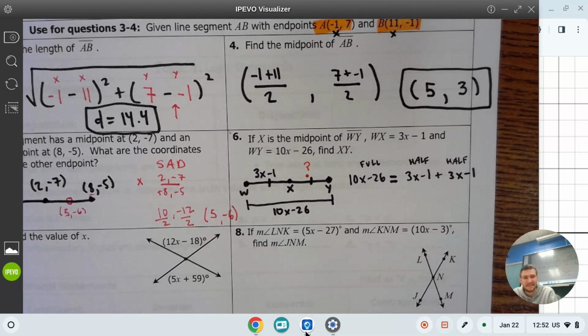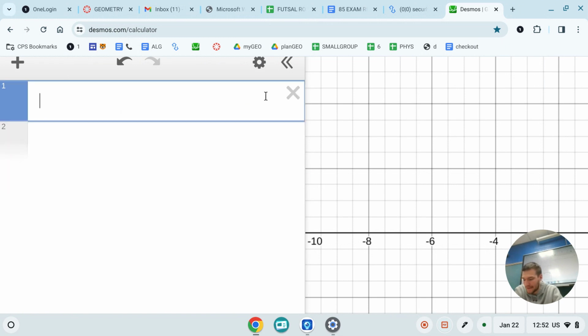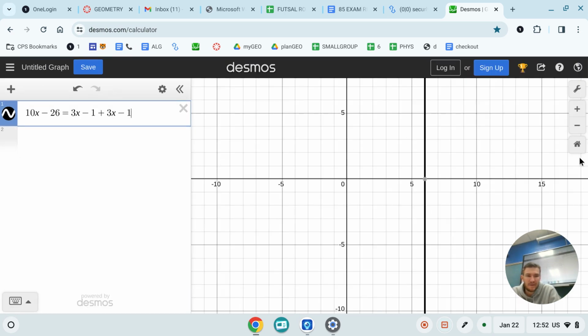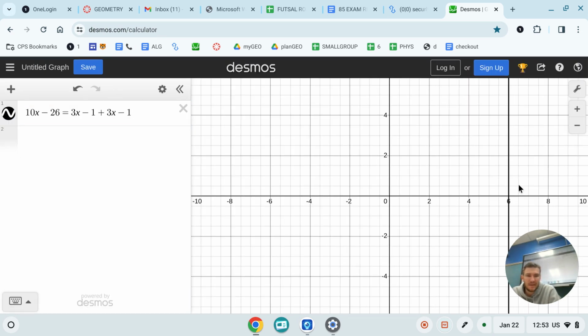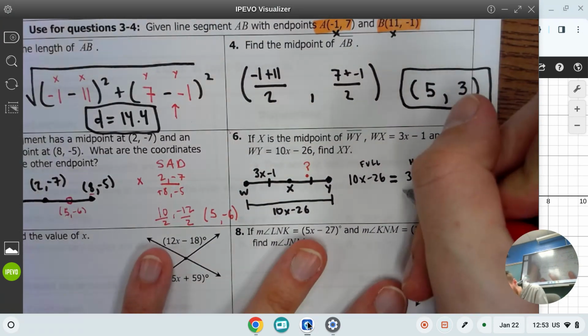And in this class, we've been lucky enough to use Desmos. Let's start to pick up some speed again. We got slowed down by that midpoint question. 10x minus 26 equals 3x minus 1 plus 3x minus 1. Look for it on Desmos. Let me zoom out here. Let me hit the home button here. Looks like a nice 6. Now, 6 is a part of what we want.